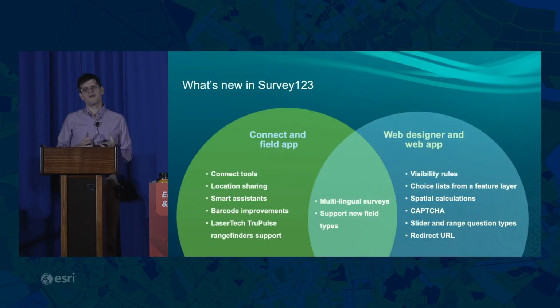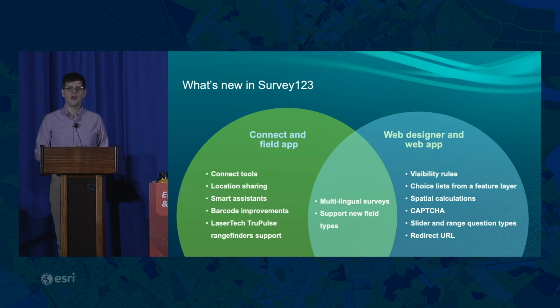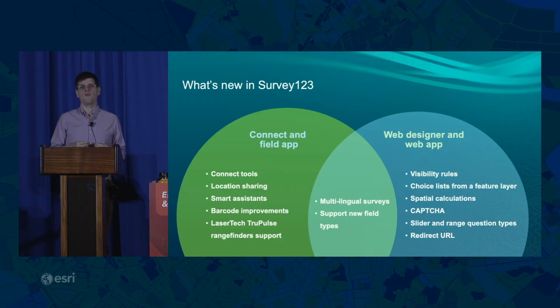A few highlights that we wanted to cover from this past year with Survey123: for both the Connect app and Web Designer, we now support multilingual surveys throughout the process of creating and displaying a form. We've also introduced support for new field types that have come with ArcGIS Enterprise and ArcGIS Online over the past year. Within Connect, we've implemented location sharing, so supporting not only seeing your own blue dot on your device, but the back office can see your blue dot and understand where you are and what your status is.